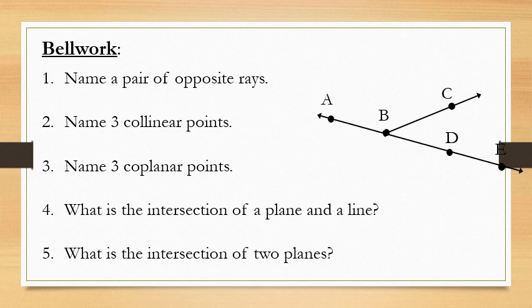Okay, so name a pair of opposite rays. So we need rays that start at the same point. So this point is going to be B. So we are going to have ray BD, and we are going to have ray BA.